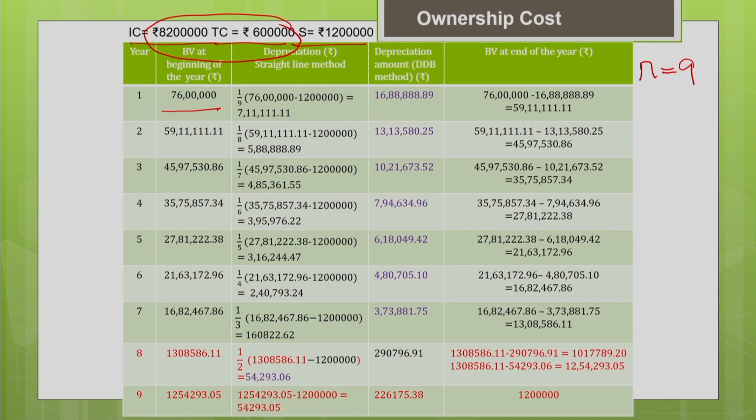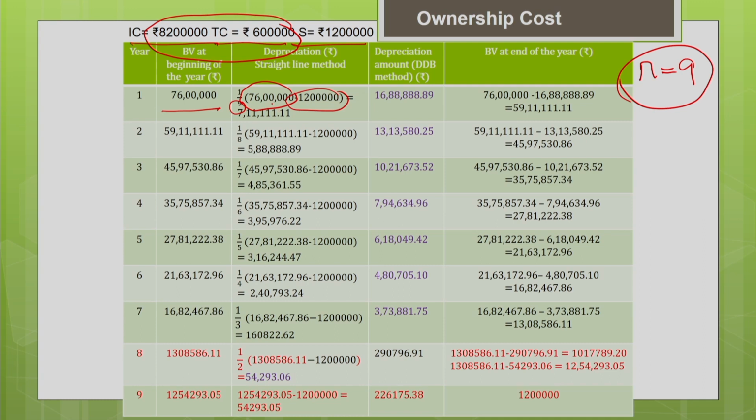Now you calculate the depreciation using the straight line method. Straight line method, we just now discussed how to estimate. It is nothing but the book value at the beginning of the year, 76 lakh, minus your salvage value, divided by the number of years left in the recovery period. So from the beginning of year 1, the number of years left in the recovery period is 9, because n equals 9.